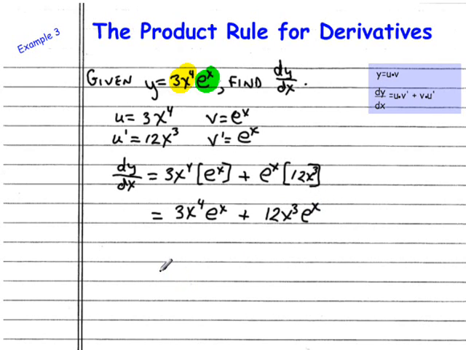Now you might notice that we have two terms and there are some common factors. Now it's not necessary to factor this result. This is exactly the result that we could be happy with. But occasionally the book or a tutor will show you to factor this.